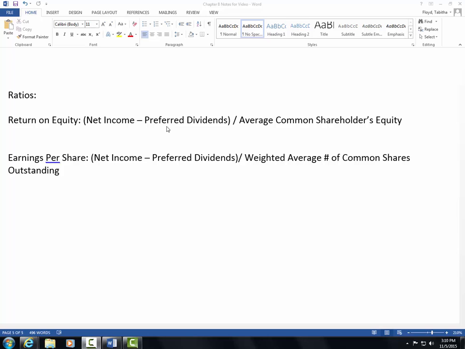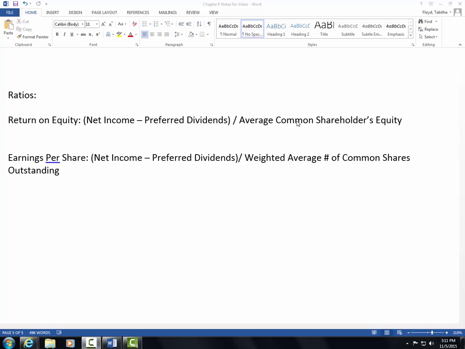So we take out preferred dividends in the numerator, and the denominator does not have the preferred equity in it. It's just the common shareholders' equity. So that's all the shareholders' equity in the company minus the preferred equity. And again, it's the amount of income earned with every dollar that the common shareholder has invested in the company.